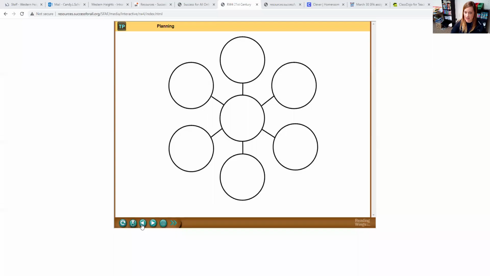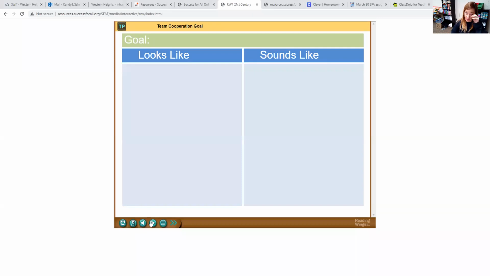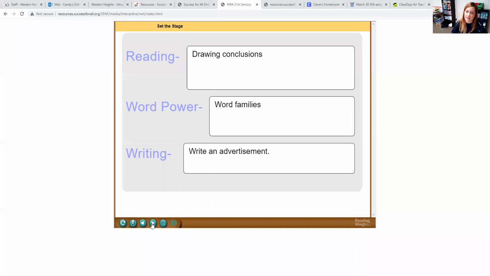Okay, we are looking at day 6 for tops and bottoms. Today is writing day. So let me share my screen here. Our team cooperation goal is still active listening. So think for a minute about what that looks like and what that sounds like. Remember, when you're active listening, you're paying close attention to the speaker and you're listening quietly.